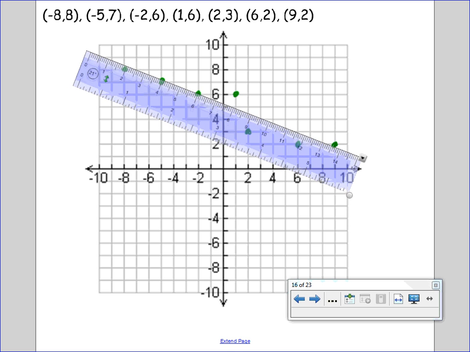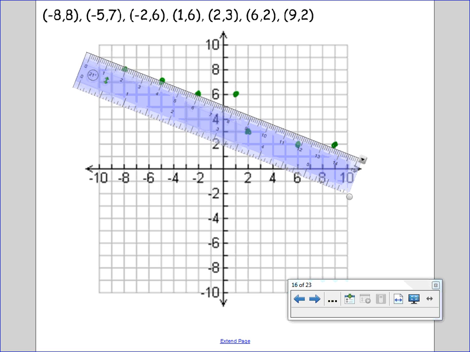How about that? Closest to them, right? It doesn't have to go through any of them, but I want to exemplify the trend. So what I'm trying to do is minimize all the little distances between those points and the line, right? So I'm visually doing this. I'm just guessing. I'm estimating. But I'm doing so that each of these distances back to my line that I draw would be minimized. So that's my goal here.